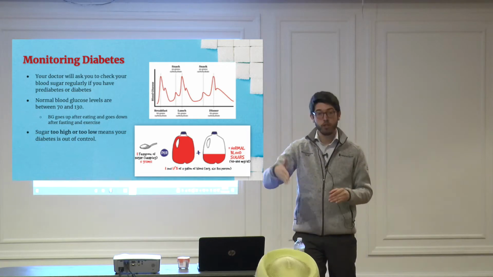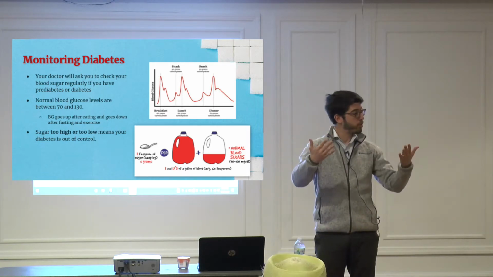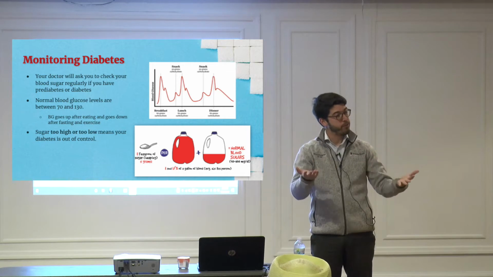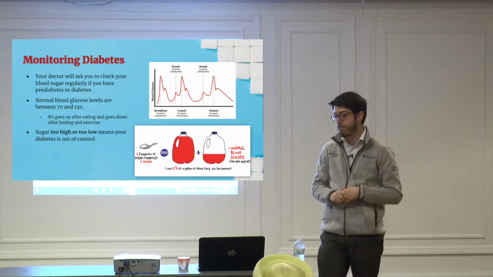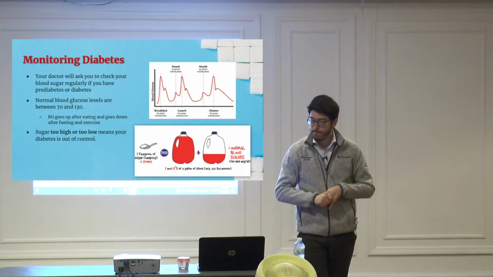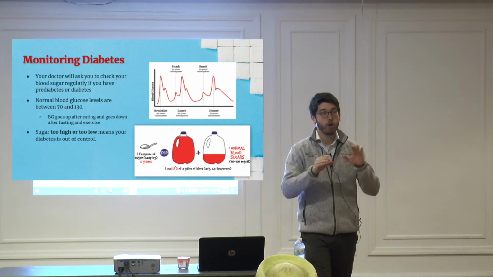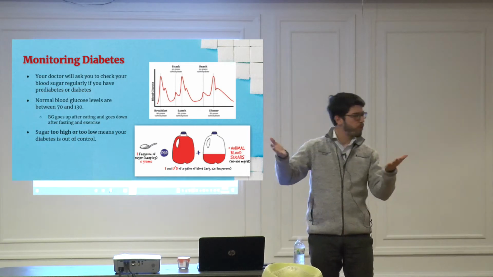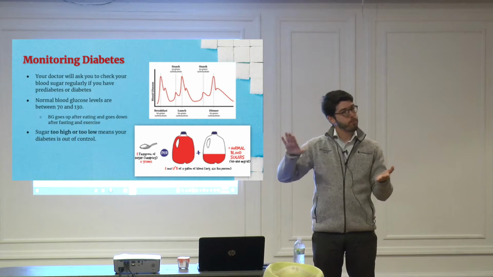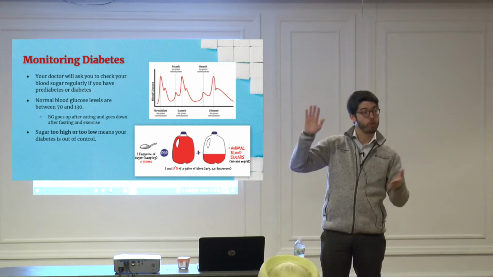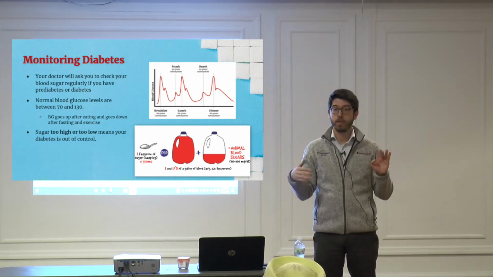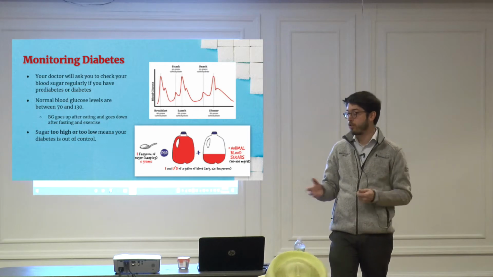The same thing happens at lunch and dinner. When you eat, you get more blood sugar. When you're fasting or after you finish eating, your blood sugar goes back down. So a normal blood sugar is between 70 and 130 or 140. It's a problem if the blood sugar is too high or too low. That means that diabetes or your blood sugar is out of control.